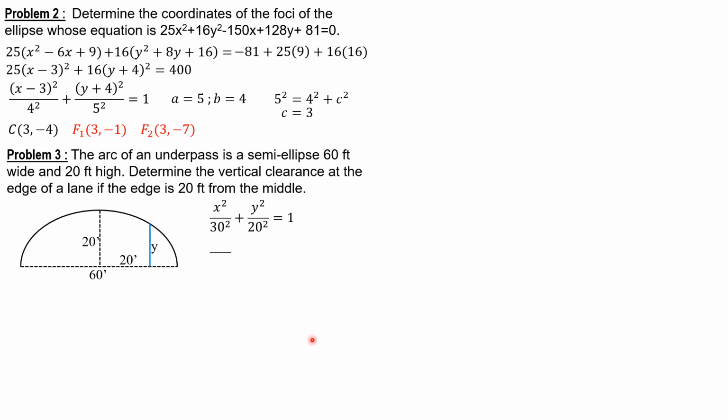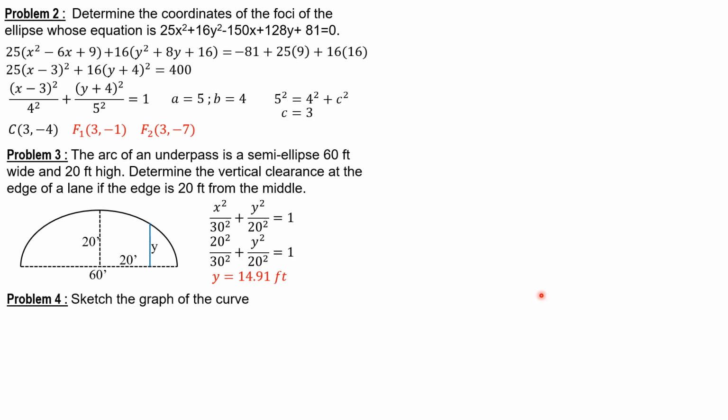So 20 squared over 30 squared plus y squared over 20 squared equals 1. Simplifying, this is 1 minus 20 squared over 30 squared. 1 minus 4 over 9 is 5 over 9. So 5 over 9 times 20 squared, then extract the square root. So y is 20 times the square root of 5 over 9. In decimal, that's 14.91 feet.